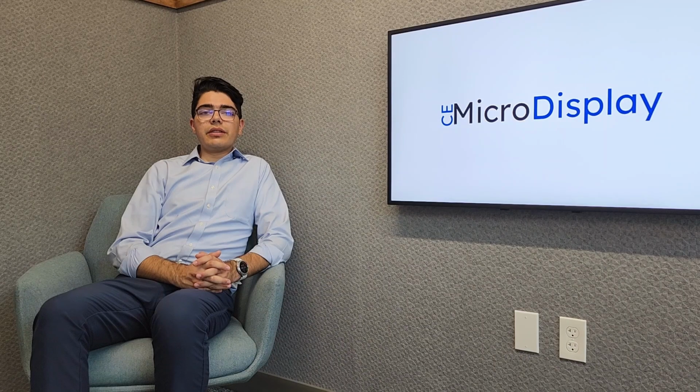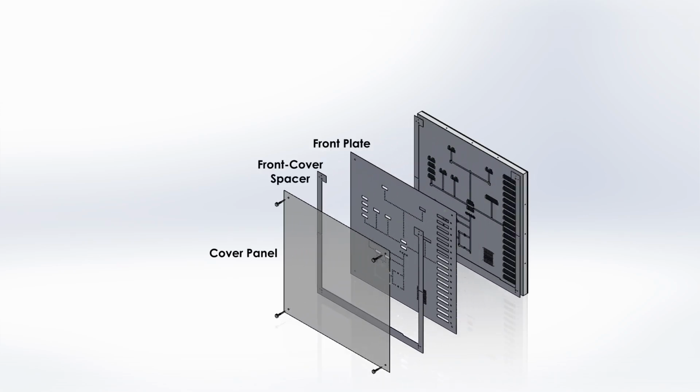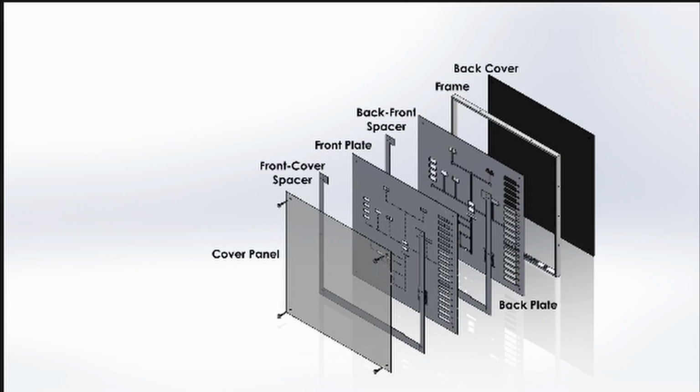Which consisted of 7 layers: the front cover, a spacer plate, the front panel, another spacer, the back plate, the frame itself, and then the back cover. When it came to manufacturing our enclosure, we had 7 layers that we had to put together and assemble.